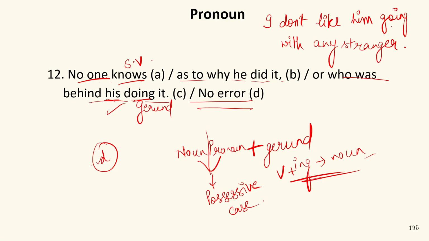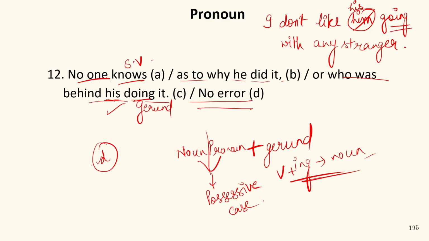Now in this sentence we have "going" as a gerund. So "him" should be replaced with "his". It means I don't like his action of going with any stranger, not "I don't like him to go with any stranger". So the correct sentence should be "I don't like his going with any stranger." It means his action of going with anyone is not liked by me. So the correct form is "his going". A gerund should be preceded by a possessive case, whether it is a noun form or a pronoun form.